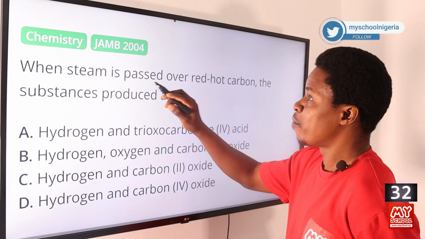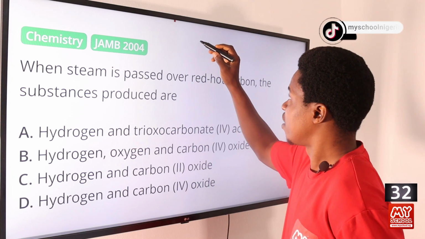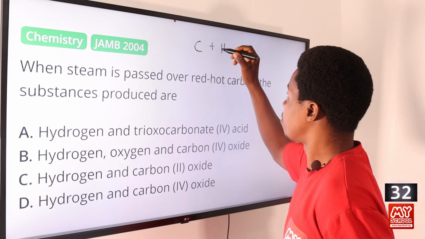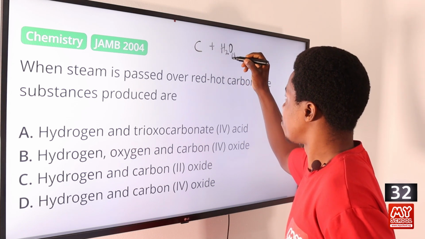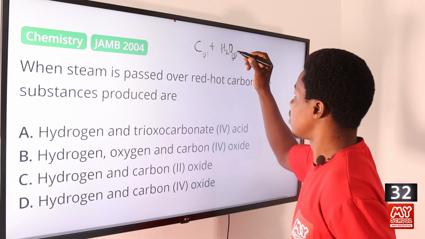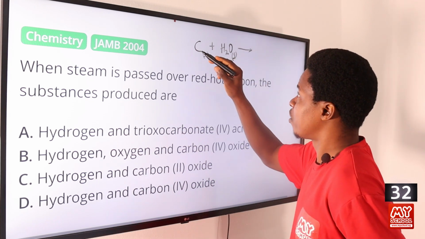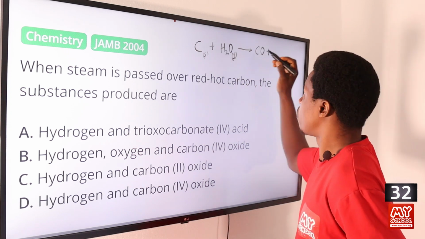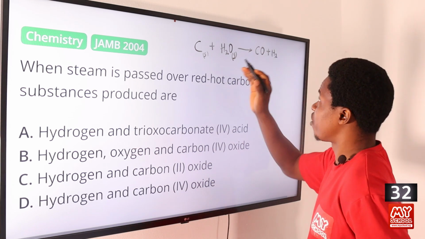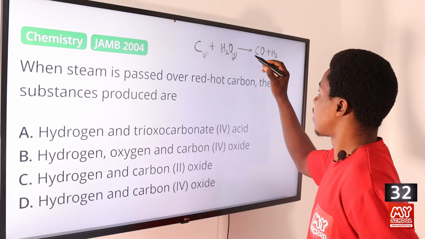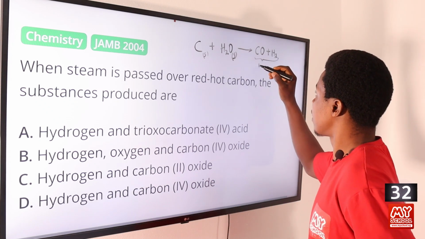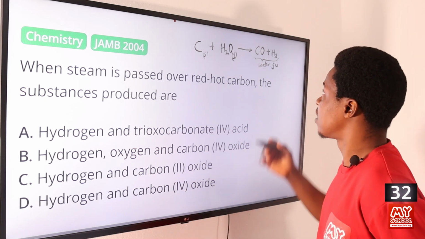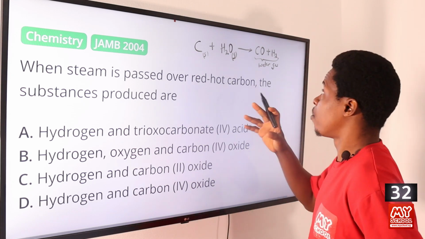Let's see. Carbon, of course, is your C. We have that passed over steam, that is your H2O, gaseous, to show that it is steam, and carbon is solid. By the time they react, the oxygen will move and we have CO plus H2. They are together. It's a mixture, so they are not separated from each other. This is what we call water gas, or call it synthesis gas. It becomes synthesis gas if we have 3 moles of hydrogen with the CO.